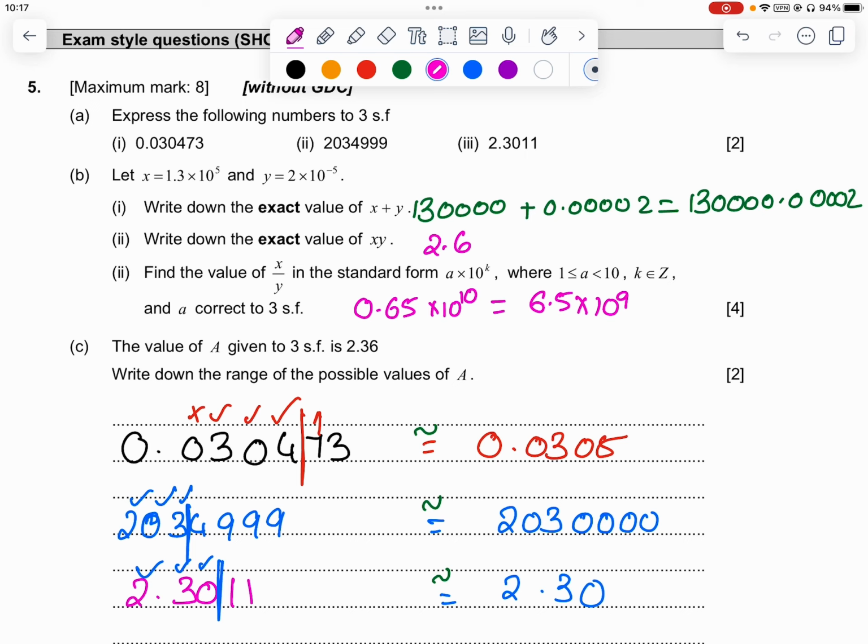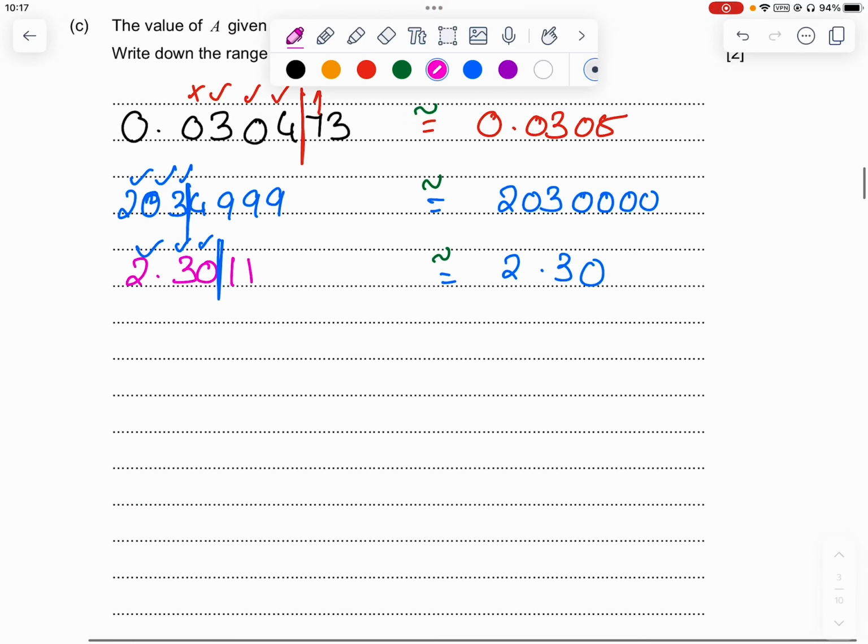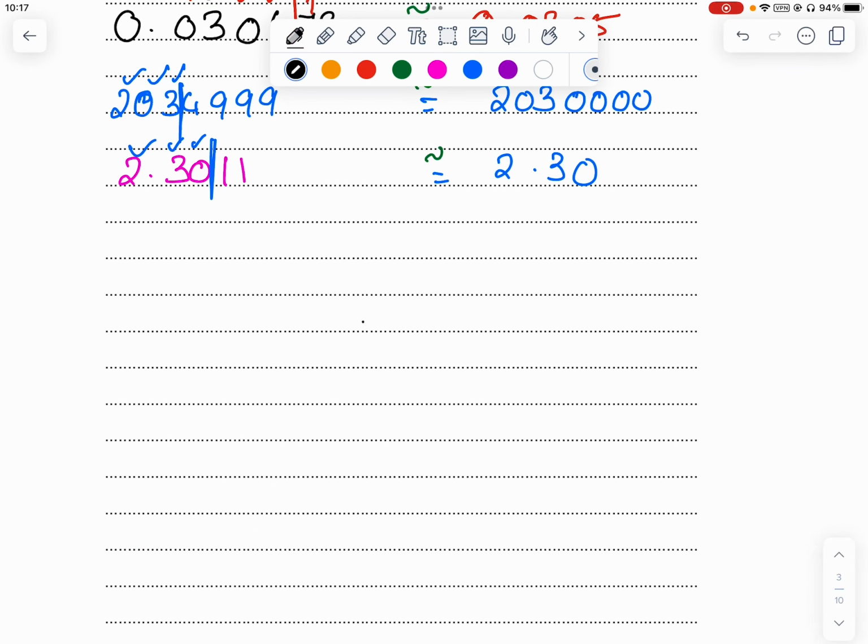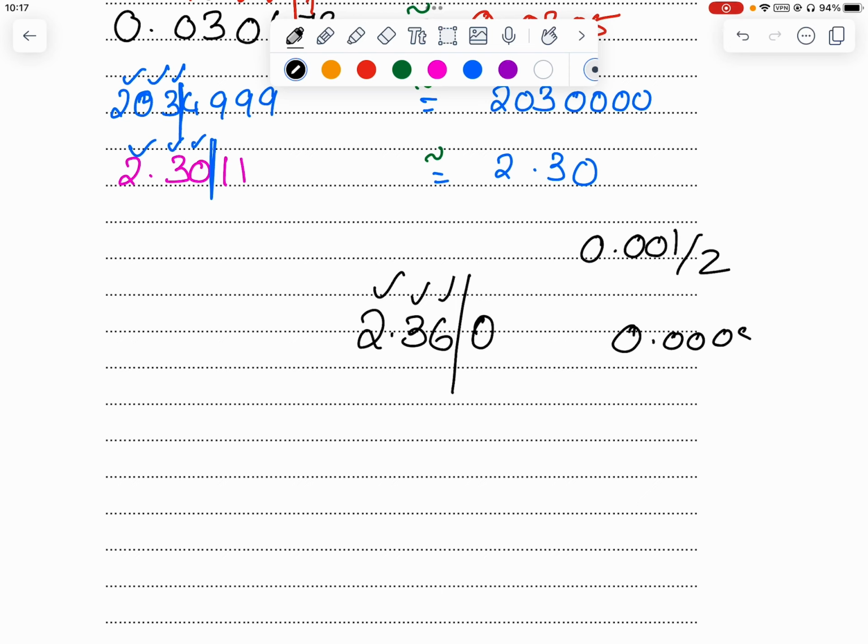The value of a given to three significant figures is 2.36. Write down the range of values of a. So 2.36. Now 1, 2, 3. So over here the decimal is missing. So it is 0.001 divided by 2. It will become 0.0005. Or what is this?